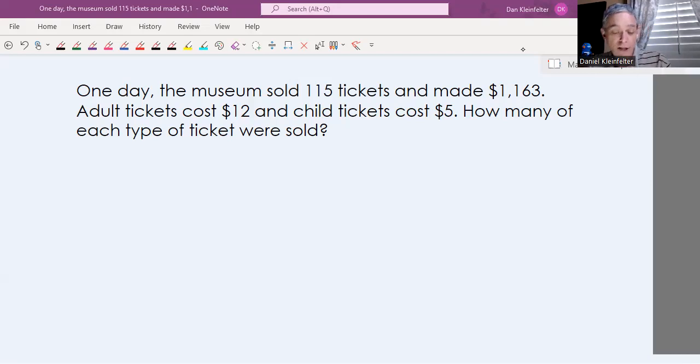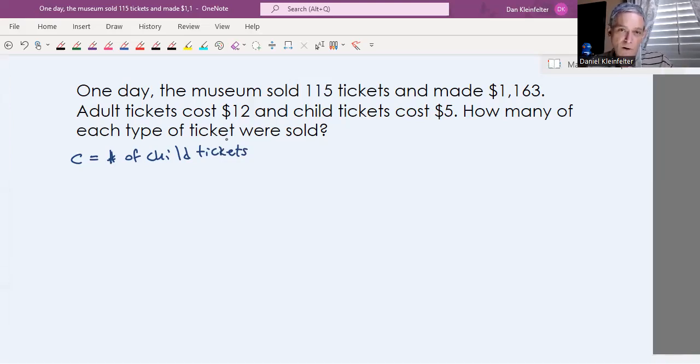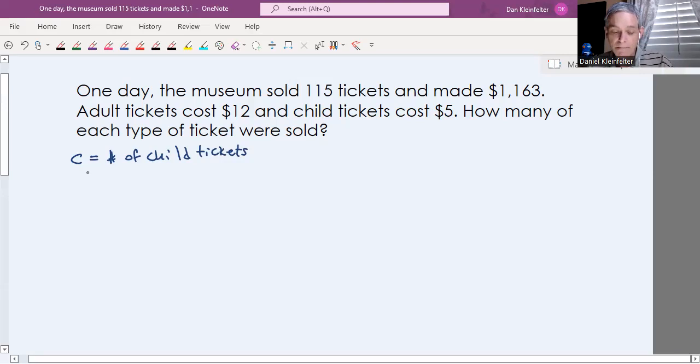I'm going to pick the child tickets, and I'm going to use C for this. This will be the number of child tickets. Okay, notice that that's not the money received for those tickets. It's how many little paper tickets or whatever were sold for the child tickets. Okay, there were 115 total tickets sold. So if we want the number of adult tickets, then that is going to be 115 minus C.